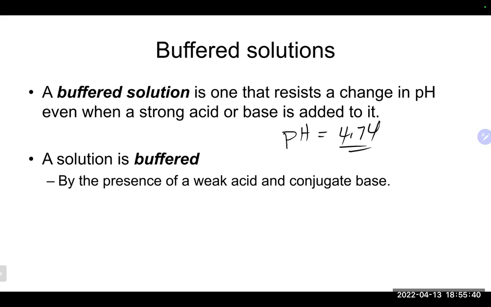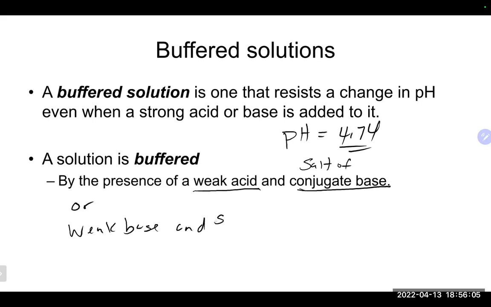It is made up of one of two combinations. It is either a weak acid and its conjugate base, sometimes referred to as the salt of the conjugate base. That's just a fancy way of saying I put a sodium or a potassium in there, not really doing much, just balancing it out. The other combination you could have is a weak base and the salt of its conjugate acid.